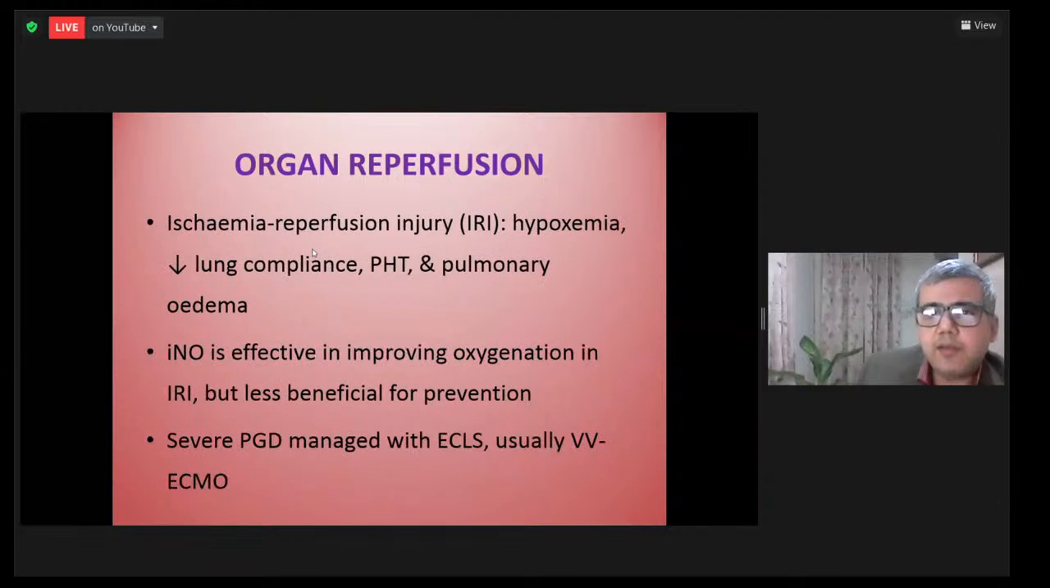Now, commonly seen at the time of reperfusion is ischemia-reperfusion injury. In lung transplant, the ischemia-reperfusion injury presents with hypoxemia, decrease in the lung compliance, pulmonary hypertension, and pulmonary edema. In the event of a severe cardiac compromise occurring during the time of reperfusion, ECLS again has to be present. It should be present as standard because severe primary graft dysfunction has to be managed using extracorporeal life support. Inhaled nitric oxide can be used to improve oxygenation, but it has been shown to be of less benefit.